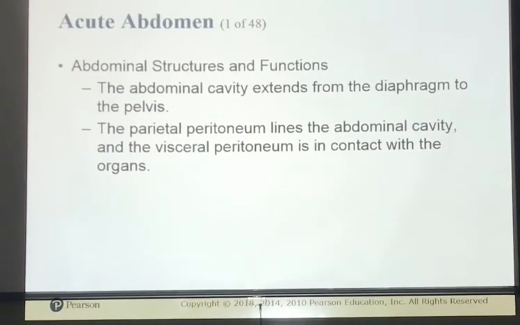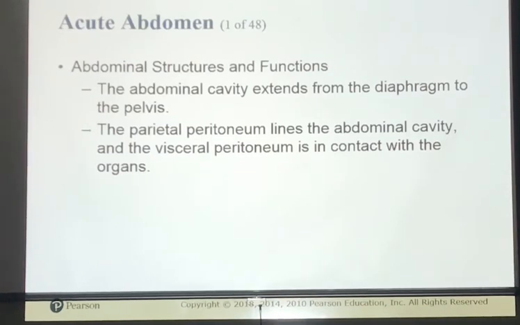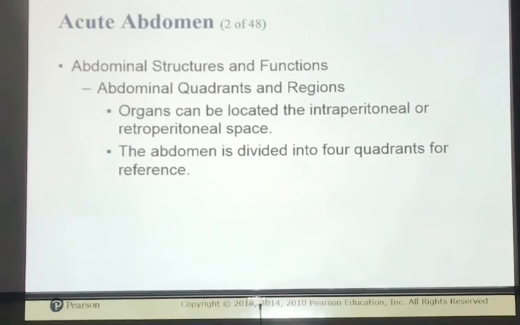Alright, the kidneys, ureter, pancreas, and abdominal aorta are retroperitoneal. They are behind the peritoneal lining. The abdomen can be divided into how many quadrants? 4. Alright. The abdomen contains hollow organs, solid organs, and vascular structures. Organs are located intraperitoneal or retroperitoneal. Okay. What does retroperitoneal mean? Behind. Okay.